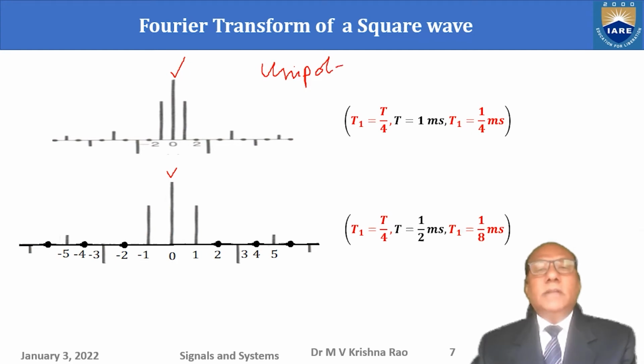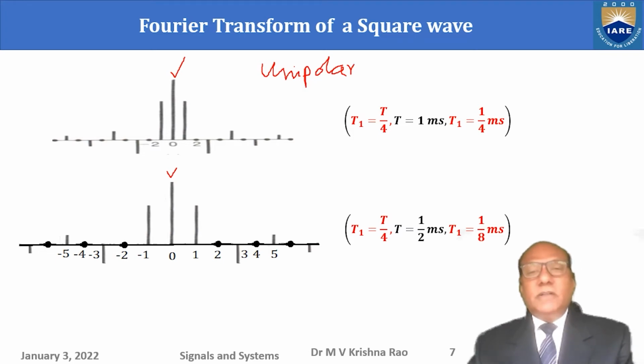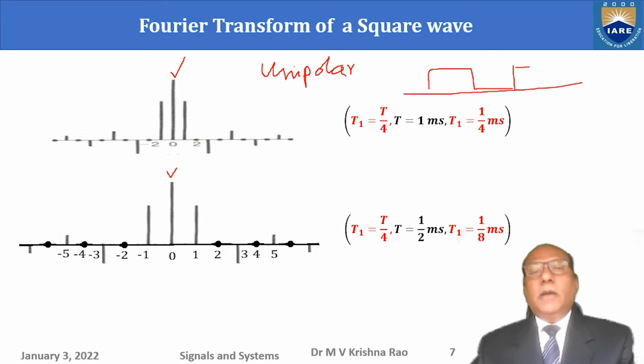Now, what is the on period here? First, the total period. Let us say this is a unipolar square wave. Then what is the total period? The total period is 1 millisecond, which means 0.001 seconds. So this is the total period T, from here to here, one cycle.